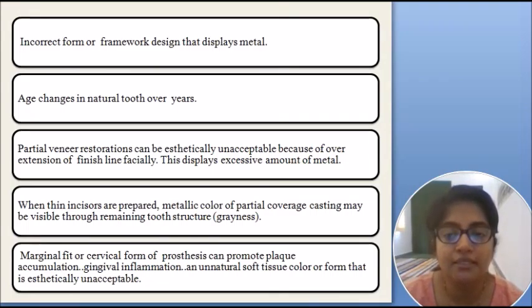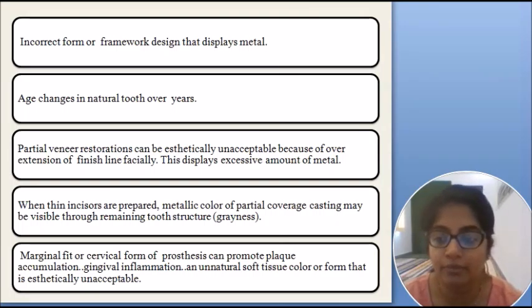When thin incisors are prepared, the metallic color of a partial coverage casting may be visible through the remaining tooth structure, that is grayness. Marginal fit or cervical form of the prosthesis can promote plaque accumulation, gingival inflammation, and unnatural soft tissue color or form that is aesthetically unacceptable.